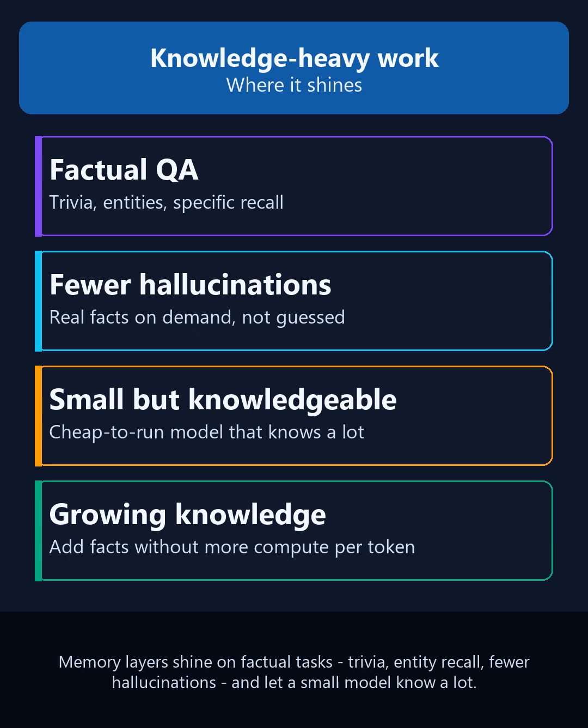Where does this shine? Knowledge-heavy work. Memory layers are strongest on factual tasks, trivia, question answering, and recalling specific entities, where they sharply cut hallucinations. They are a great fit when you want a small, cheap-to-run model that still knows a lot, or when you need to keep growing a model's knowledge over time without paying more compute for every prediction it makes.